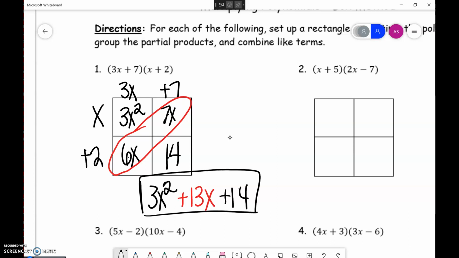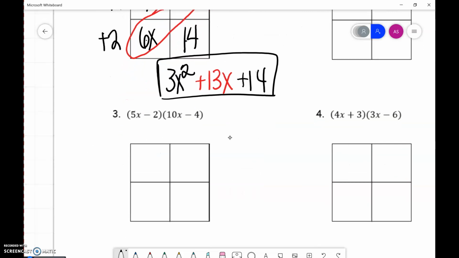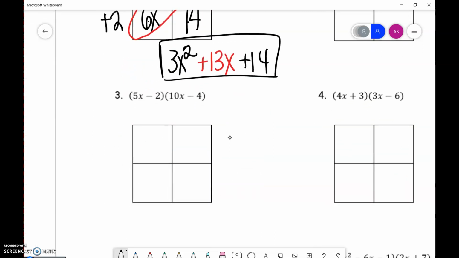Okay, let's look at number 3. And as always, I'm going to stick to the odds. So I'll put 5x minus 2, and I'll have 10x minus 4. So notice when I set up the problem, I'm putting the operation that's to the left of the number, so that way I know if it's positive or negative.